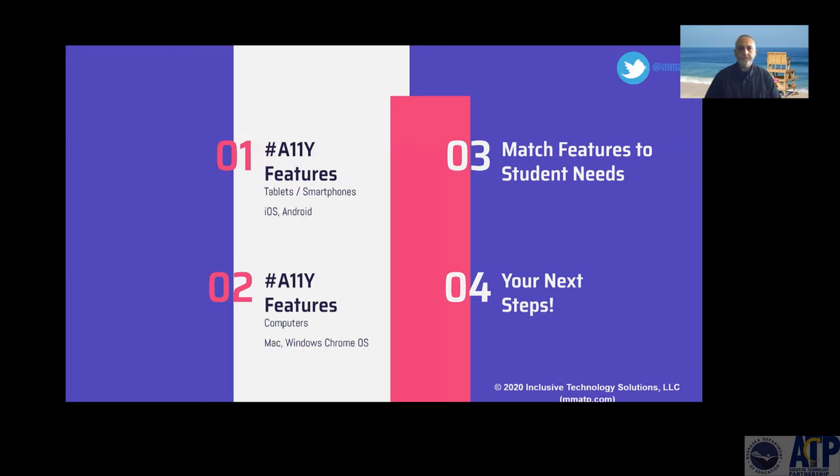So kind of four big spots we'll talk about when we think about accessibility features built in. We'll look at built-in features for your tablets and your smartphones. We'll talk about built-in features for your computers, whether it's a Mac or a Windows or a Chromebook. We'll talk about how you figure out how to match that to students' needs. So looking at those features, matching them to needs and bringing that together. And then finally some next steps as you go forward with this information.